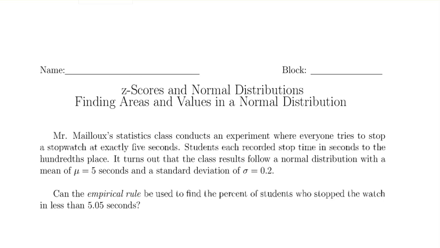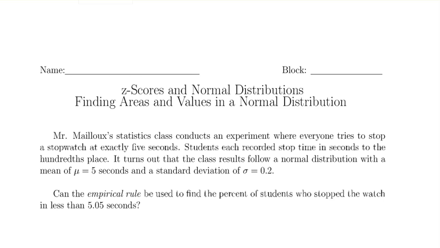So, Mr. Malo's statistics class conducts an experiment where everyone tries to stop a stopwatch at exactly 5 seconds. Students each record their stop time in seconds to the hundredths place. Turns out that the class results follow a normal distribution with a mean of 5 seconds and a standard deviation of 0.2 seconds. And if I want to ask a question like this, can the empirical rule be used to define the percent of students who stop the watch in less than 5.05 seconds?